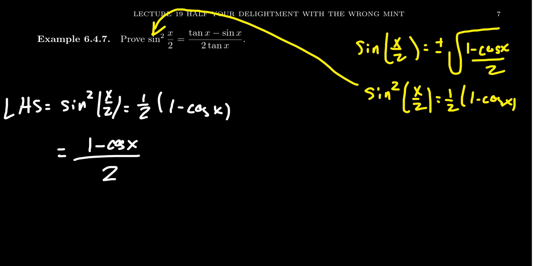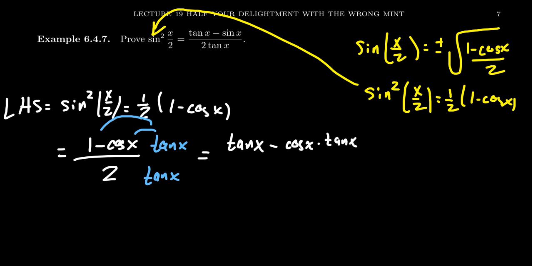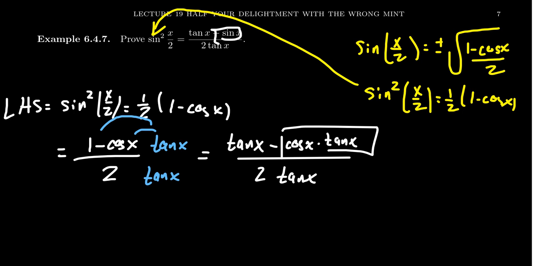Let's compare to where we're at. We want a 2 tangent on the bottom, so it seems very tempting just to multiply the bottom by tangent of x. If we do that, we have to do that to the numerator as well. What happens if we distribute the tangent here? Well, you get 1 times tangent, which is a tangent, and then you're going to get tangent times cosine. So let's investigate this. This seems to be a fruitful direction to go. You're going to get tangent of x minus cosine of x times tangent of x, like so, over 2 tangent of x. Well, we want this product, cosine times tangent, to be a sine, otherwise we'd be done, right?